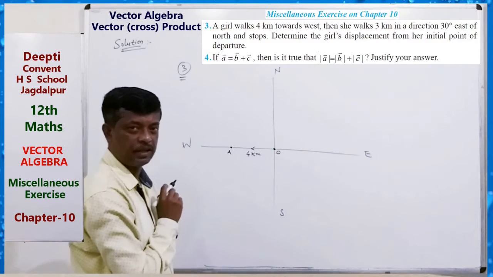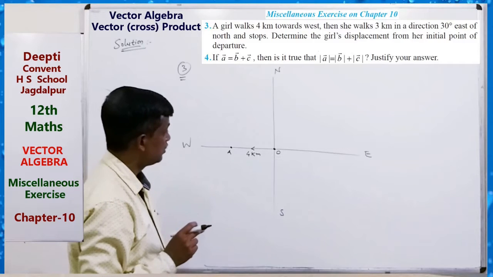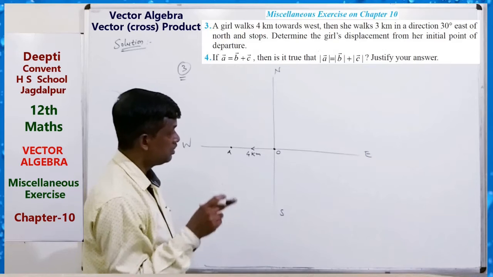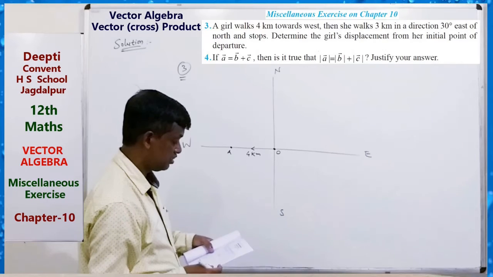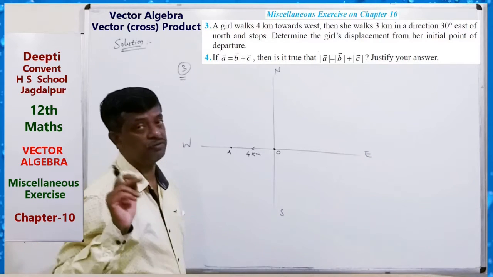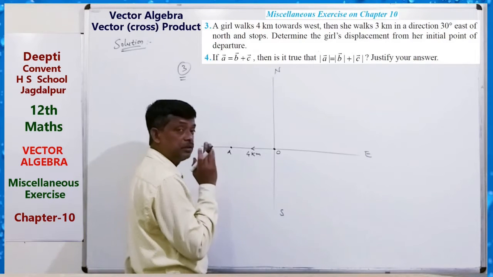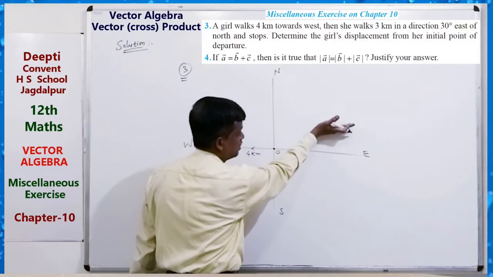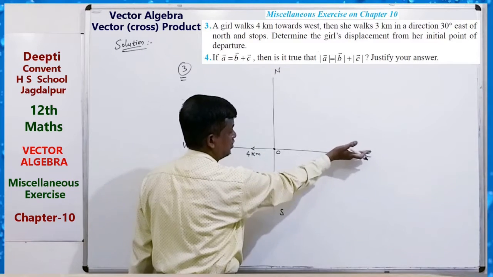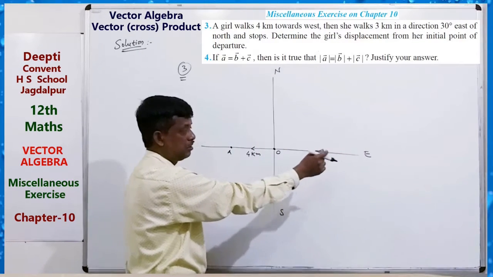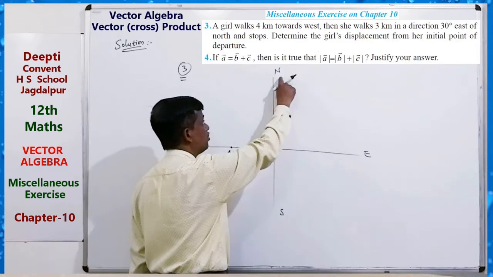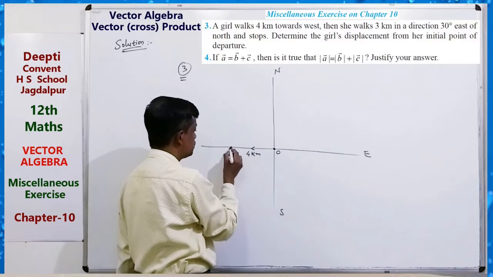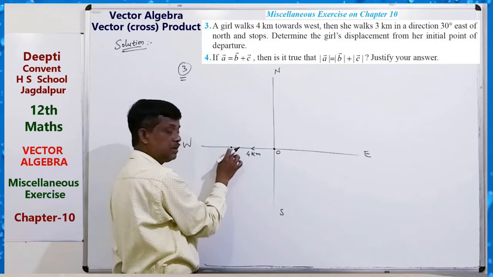Okay, and then in the direction of 30 degree east of north. East of north means 30 degree from north, towards the east. This is east of north. 30 degree means from here 30 degree. So now the girl is here.